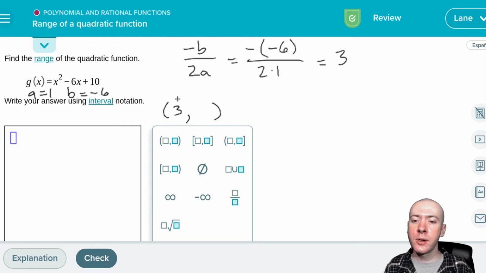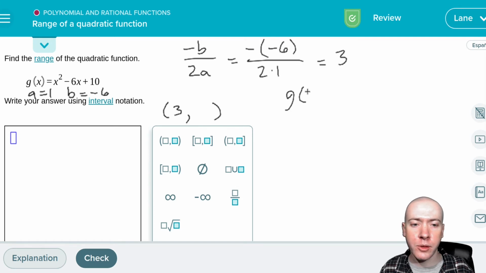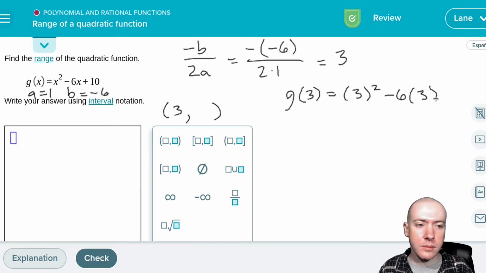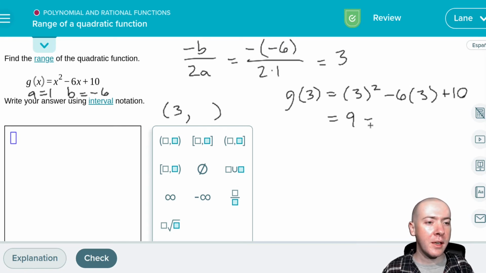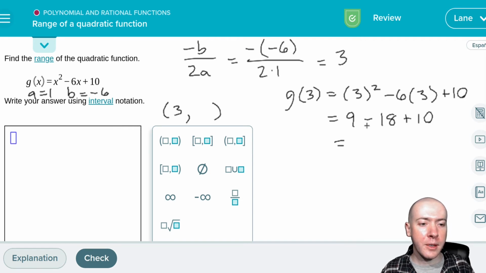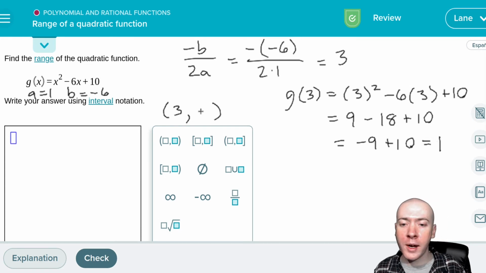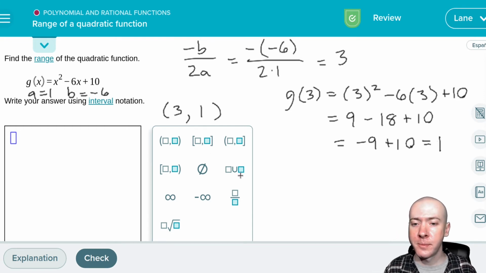And to find the y-coordinate, we plug 3 into the function. So let's write what is g of 3. Okay, we've got 3 squared, which is 9, minus 6 times 3, that's minus 18, plus 10. Now, 9 minus 18 is -9, right? And -9 plus 10 is 1. So the y value, or the y coordinate of the vertex is 1.